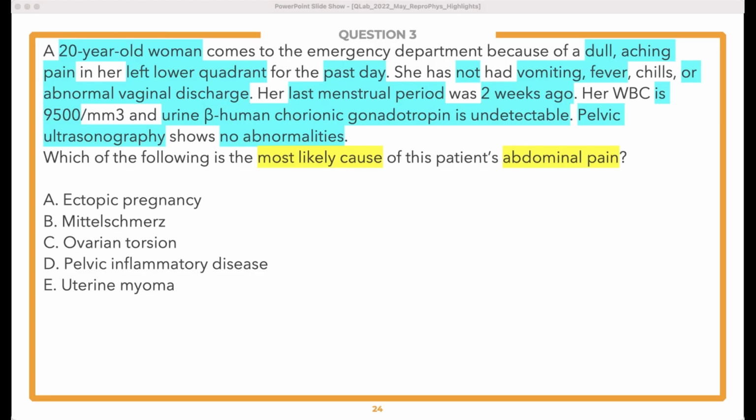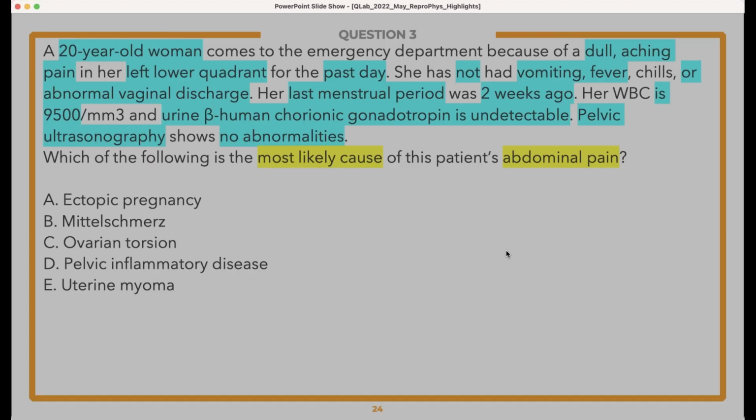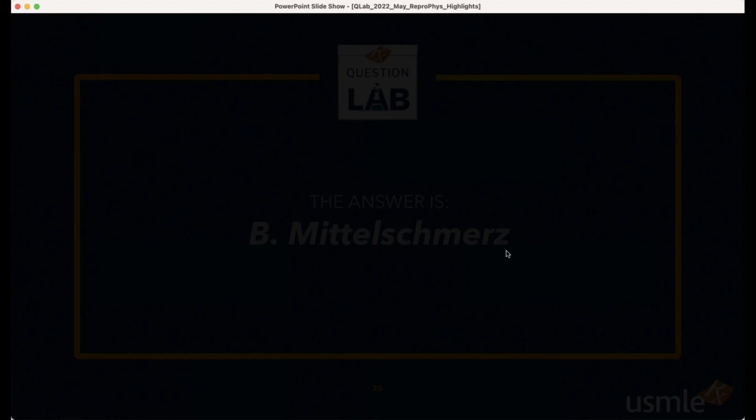Okay, and let's go ahead and share these results. So, gosh, another clear favorite, Mittelschmerz, with 55% of the vote. Ovarian torsion as the runner-up, 20%. Pelvic inflammatory disease, 16%. So again, another clear favorite from the crowd. I'm going to hide those results, and let's go ahead and reveal the answer. And the answer is answer choice B, Mittelschmerz.